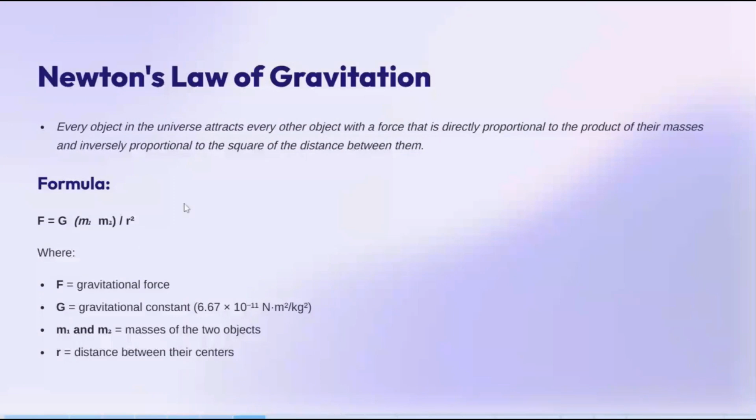So the constant of proportionality is G. Now the formula is simply giving us F is equal to G times M1 M2 all over R squared. So that's the formula for Newton's law of gravity.